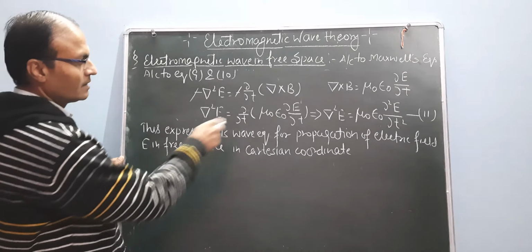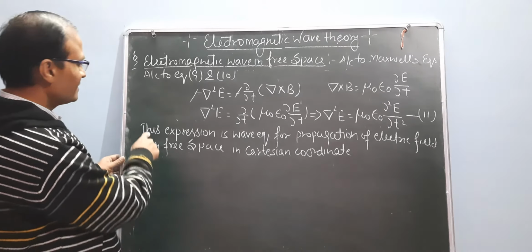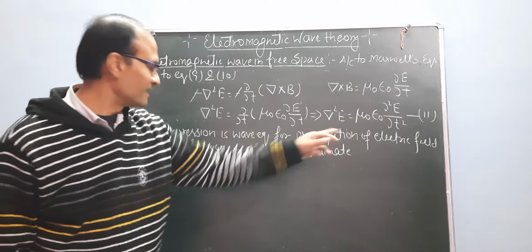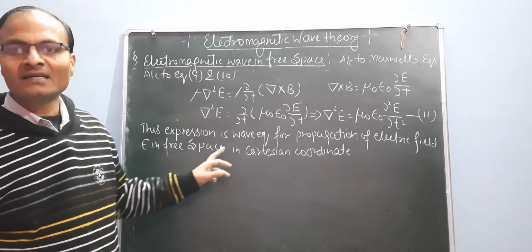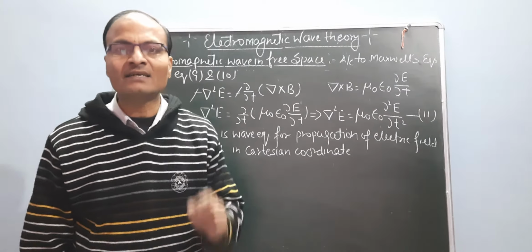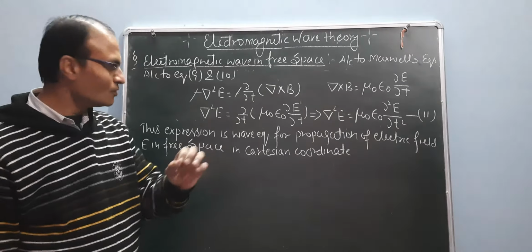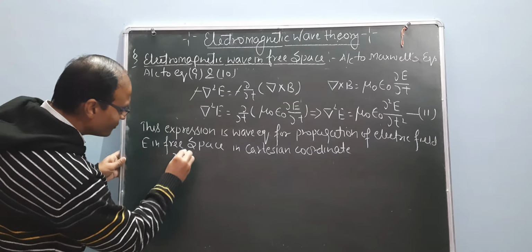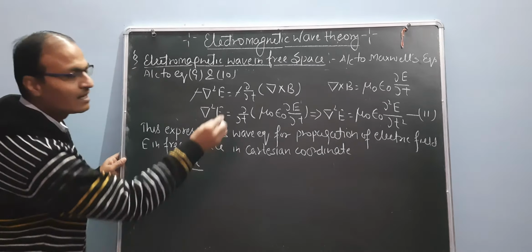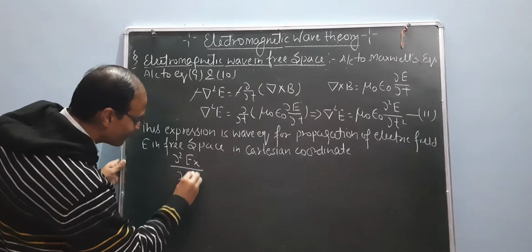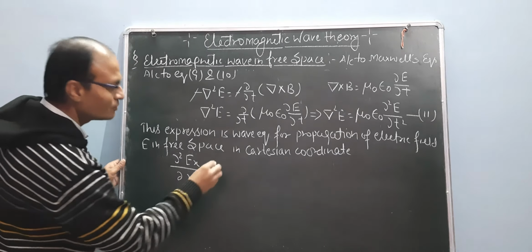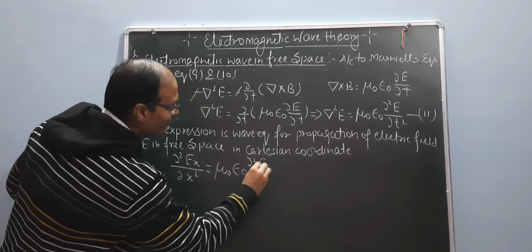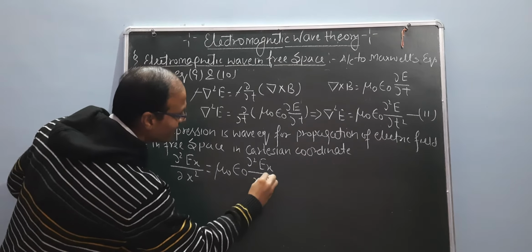Now this equation number 11 is the wave equation for propagation of electric field E in free space in Cartesian coordinates. What is Cartesian coordinate? X, Y and Z. So this equation is written in the form of del square Ex upon del x square equal to mu naught epsilon naught del square Ex upon del T square.